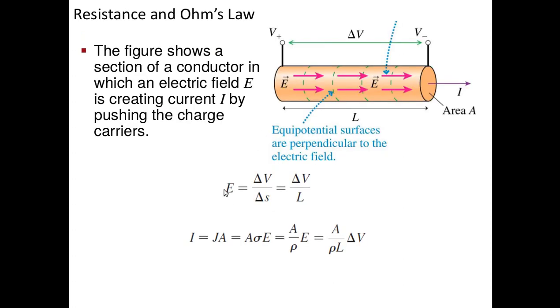Now I'm just concerned with the magnitude here. I know there's a negative sign here because the electric field is a vector, right? And it points in the direction of decreasing potential. But I'm just concerned with the magnitude. So we're going to say delta S or delta X or maybe lowercase d, or L is the length of the wire. And so I'm going to rewrite my expression for the electric field in terms of the potential difference and the length of the wire.